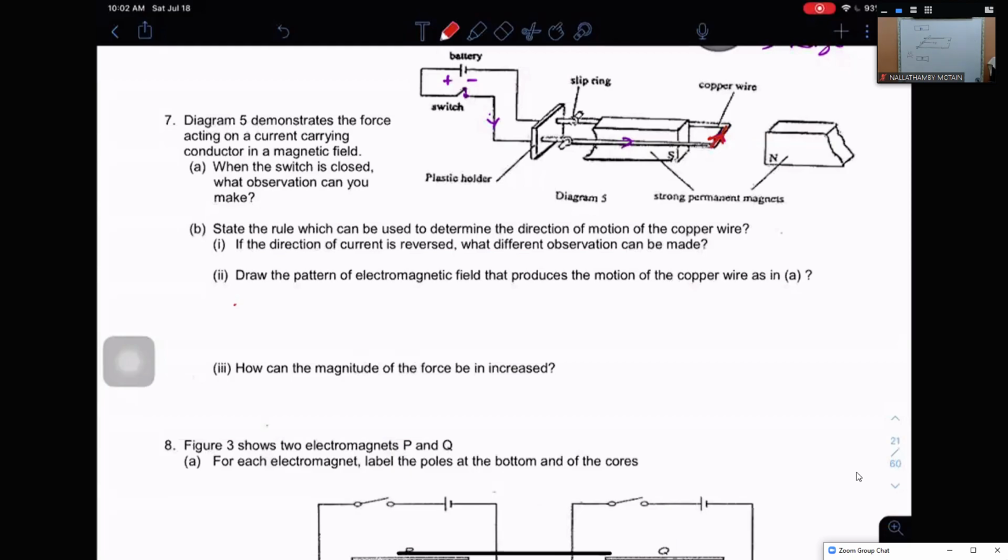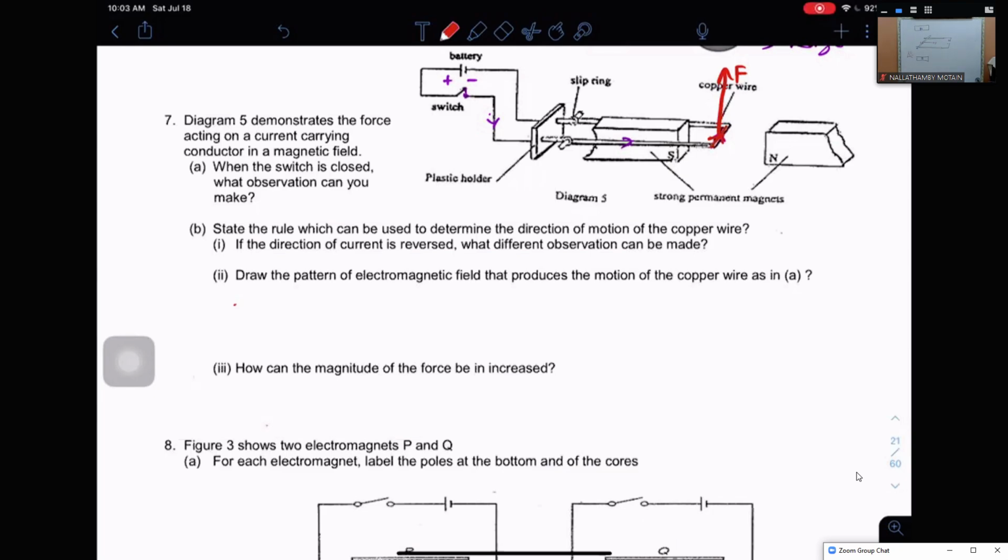Who wants to answer? Vikasni? Which direction will it move? Upwards, sir. Upward. How do you know? What rule are you using? Fleming's left-hand rule. Yeah, so it will move upward. Force acting is upward. Correct. Thank you. So for the answer, you write upward. The copper wire moves upward.